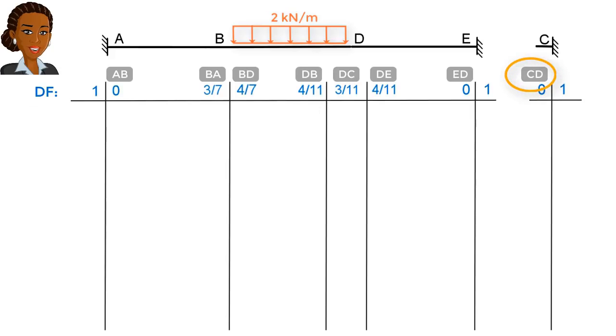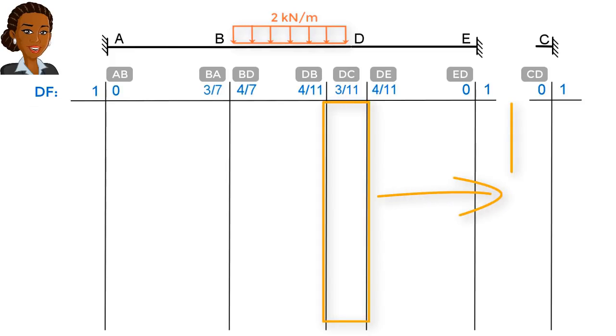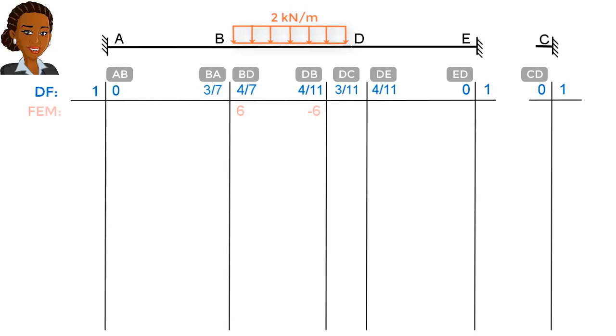Note that for CD, bending moments at the lower end of the member need to be written here, and the values for the upper end of the member go here. This is important to keep in mind since half of any value that is added to this column needs to be carried over to this column. Here are the fixed end moment values. Now we can begin the moment distribution process.